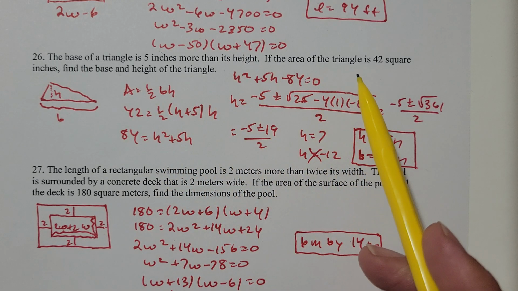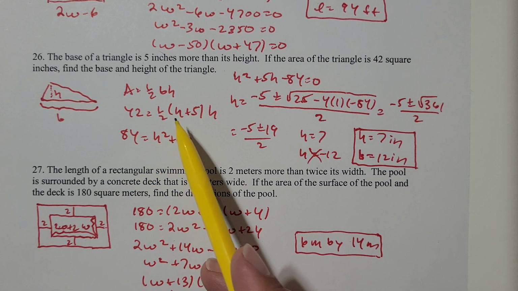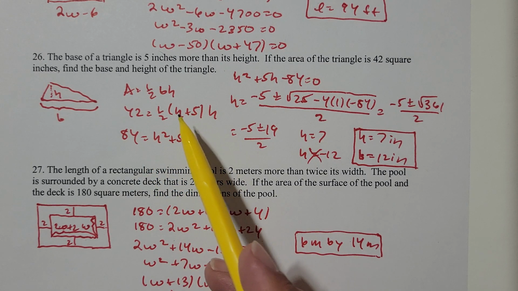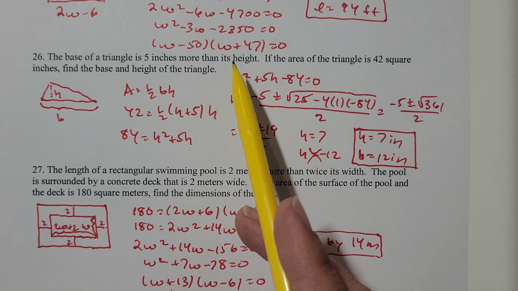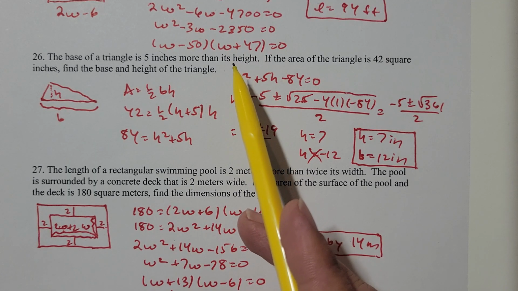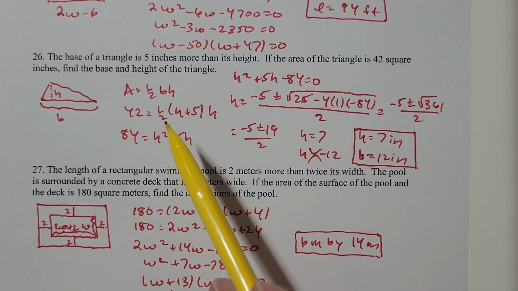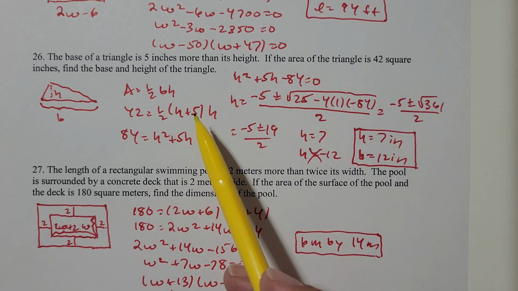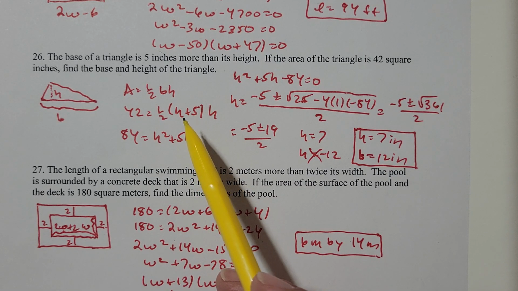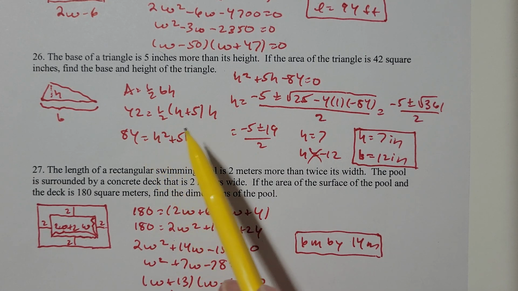The area of this triangle is 42 square inches. So 42 equals 1/2 base times the height. Now the base is 5 inches more than the height. So we don't know the base and we also don't know the height, but the base is going to be whatever the height is plus 5. So I'll replace b with h plus 5, and then I have the equation 42 equals 1/2 times h plus 5 times h, and I need to solve this for h.